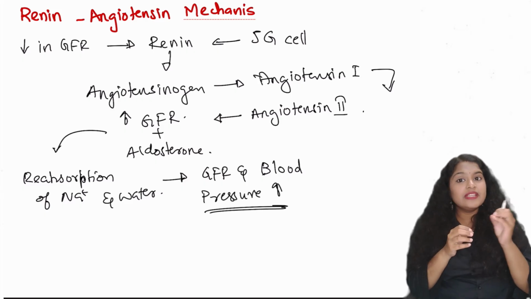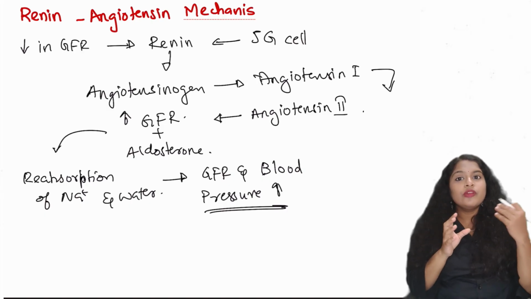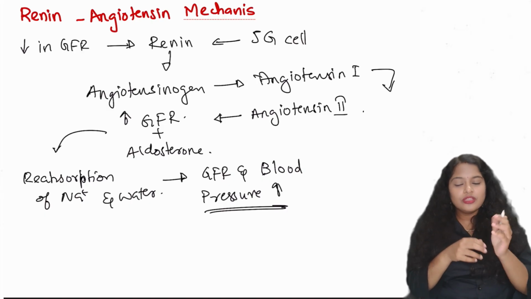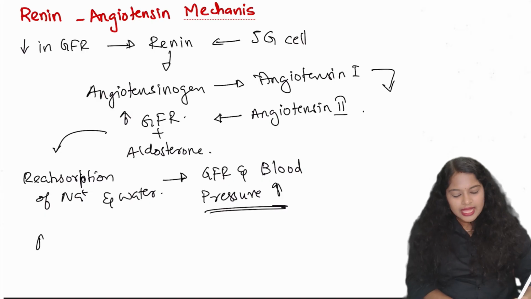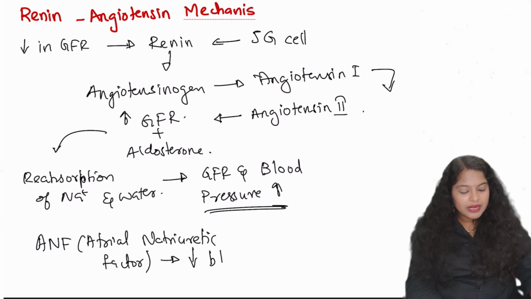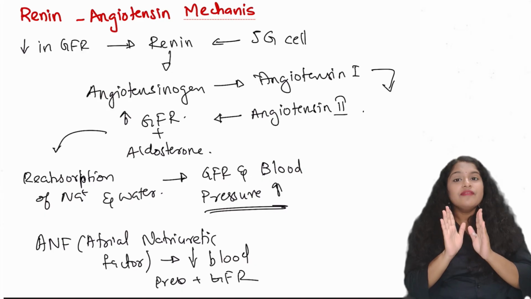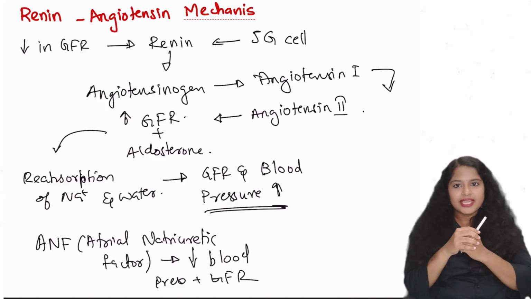So what happens when GFR and the blood pressure are increased? The blood that is moving into the heart will increase. So the walls of the heart will produce ANF, that is the atrial natriuretic factor. And this factor decreases the blood pressure as well as the glomerular filtration rate. So this ANF mechanism will check the renin-angiotensin mechanism.